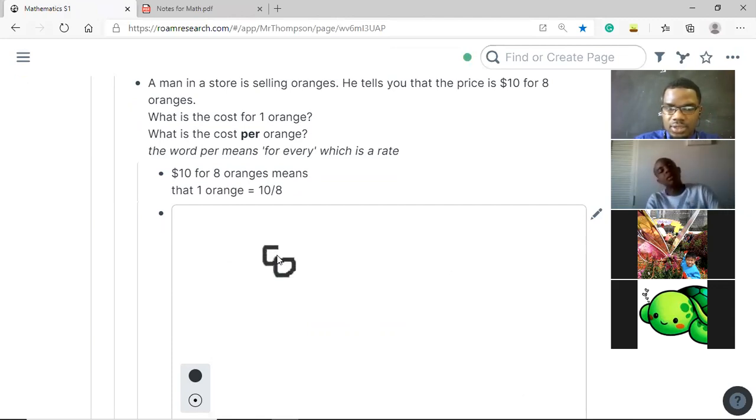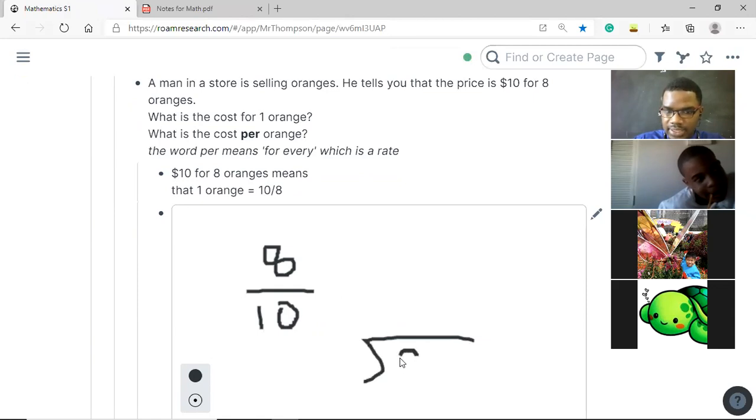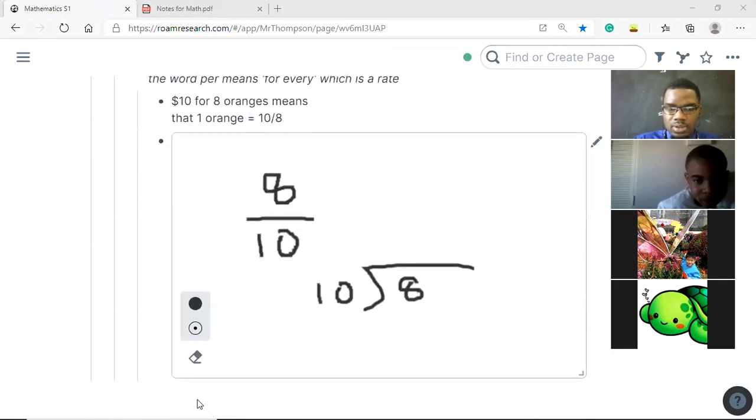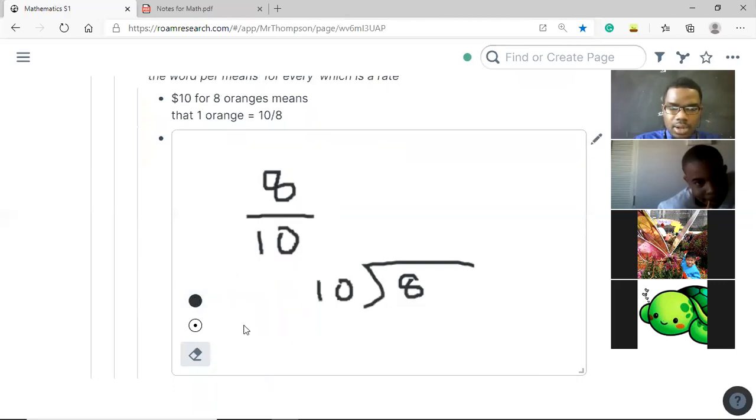This fraction, 8 divided by 10, represents, for every 8 oranges, it'll be $10. So in other words, if I want to find the price of 1 orange, I put the division sign, put the 8 here, and divide it by 10. And what do I get? 10 doesn't go into 8, so you have to put a decimal point and then put down a 0, which will make it 0.8. Hold on, my bad.